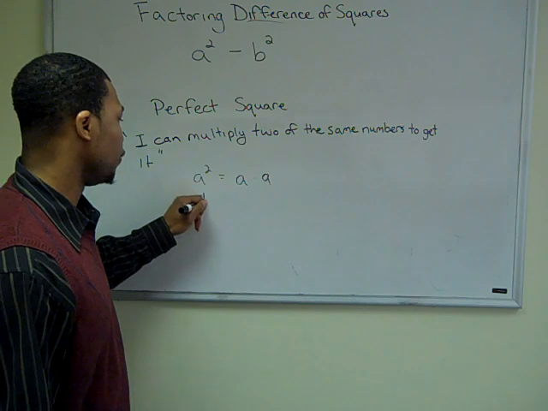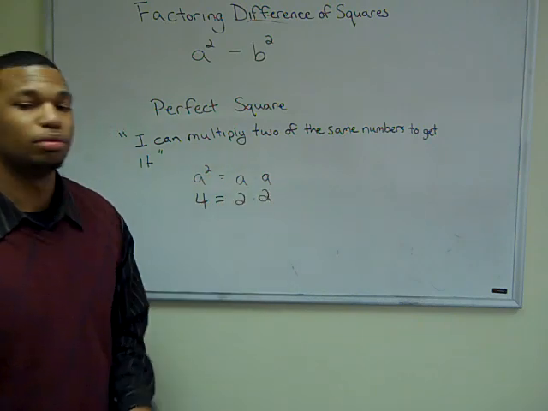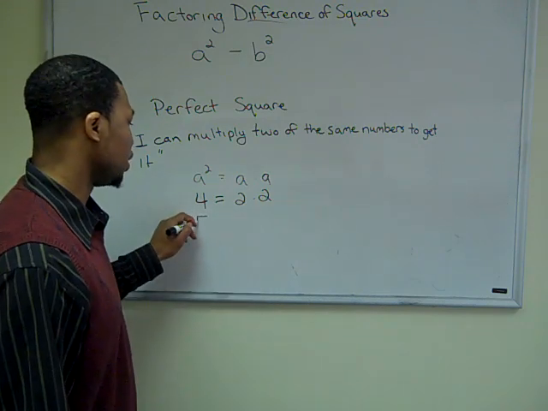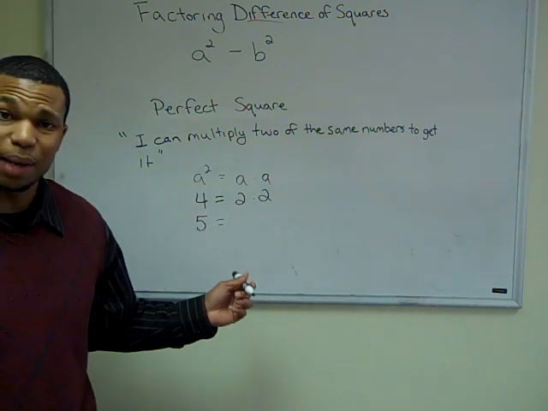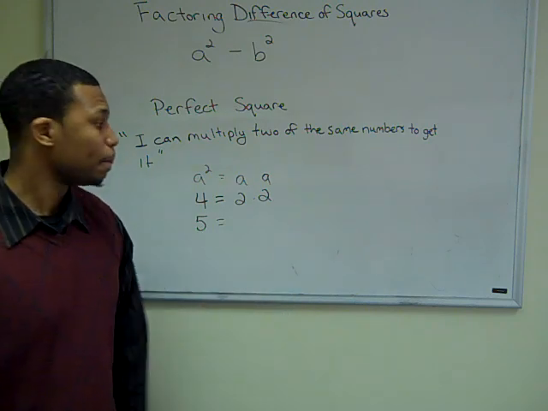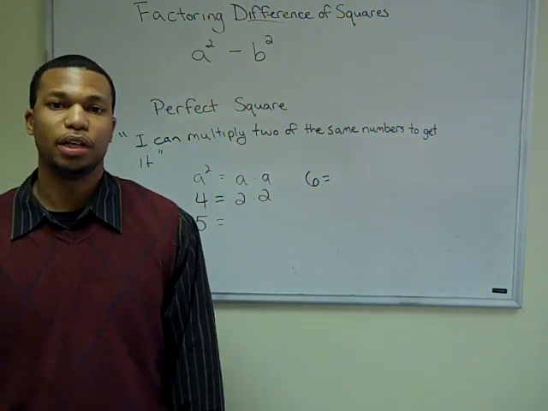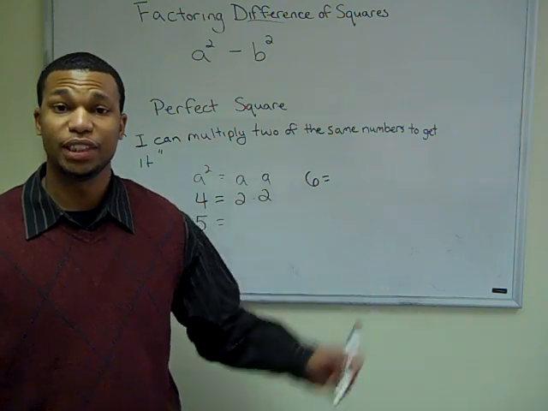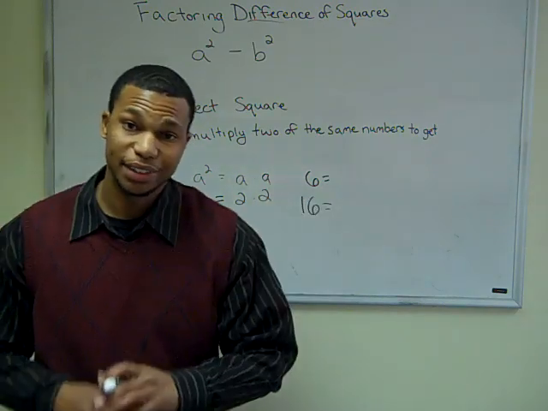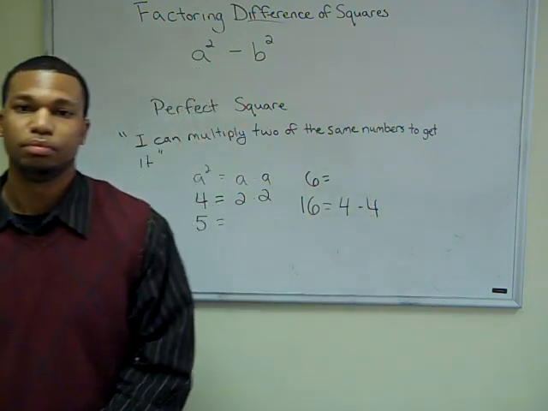Another example would be the number 4. The number 4 is made up of 2 times 2. Once again, the same numbers multiplying to give me an answer. What about the number 5? Well, this will not be a perfect square because I can't multiply any two numbers that are the same to give me 5. What about the number 6? Well, of course we have 2 times 3, but 2 and 3 are not the same numbers, so therefore 6 is not a perfect square. What about 16? Yes, 16 is a perfect square because we can multiply 4 times 4 to get 16.